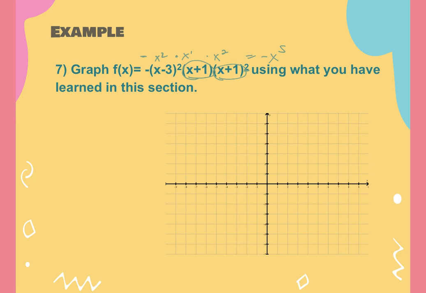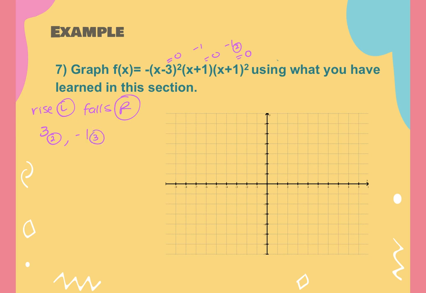So if it's a -x to the fifth, what's my end behavior? Good. Rises left, falls right. Now to find the zeros, it's perfect. It's already set up, factored out. So all I have to do is set each of these equal to 0, and I'd get an x equals 3, and there's 2 of them, so there's my multiplicity. I'd get an x equals -1 here, and then -1 here with a multiplicity of 2, which means there's a multiplicity of 3 on the negative ones.